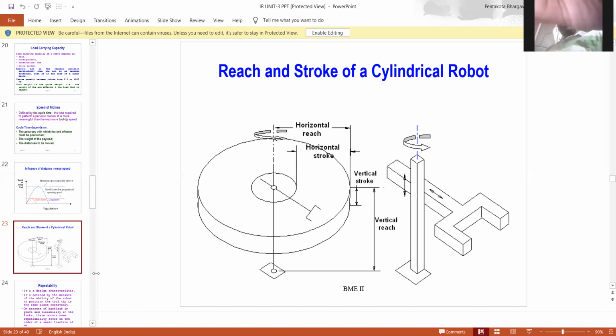Here, this is the rotation symbol, and next are the horizontal reach, horizontal stroke, and vertical reach. We can know this is the cross diagram of the rotational speed. The rotation will be moved to the cylindrical position. At a time, you can move the object from one place to another place. This is also known as the pick and place robot. Next slide.